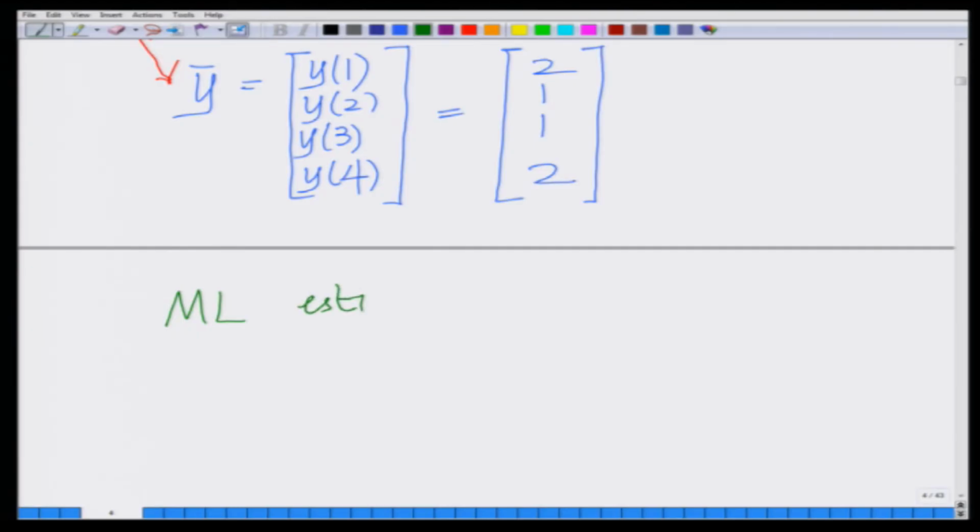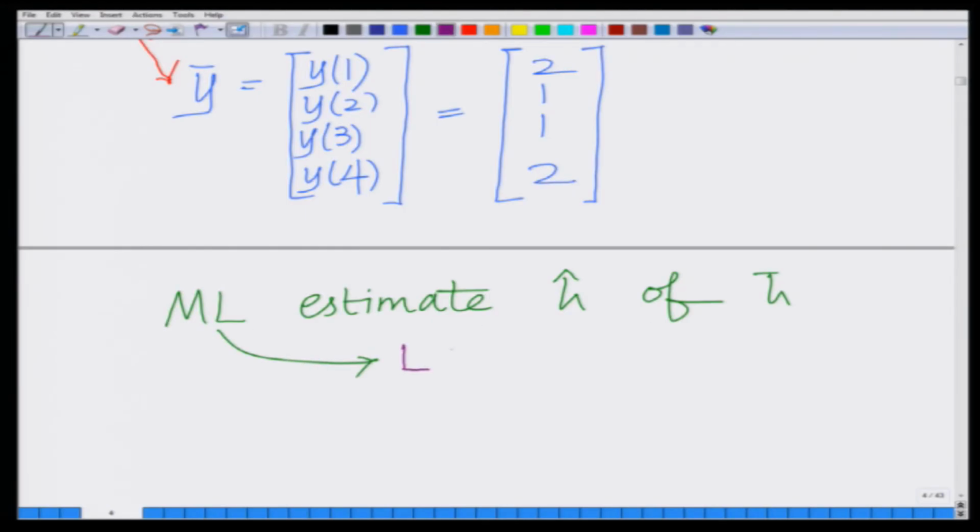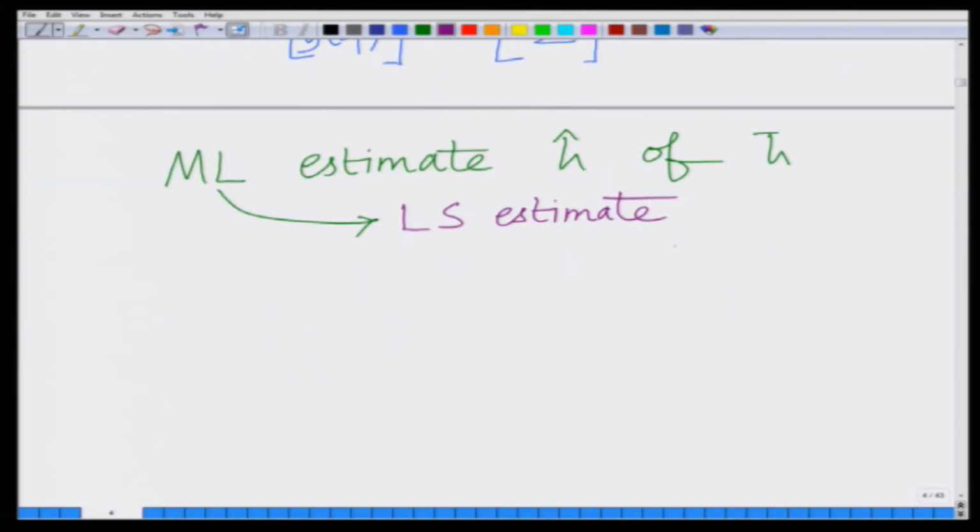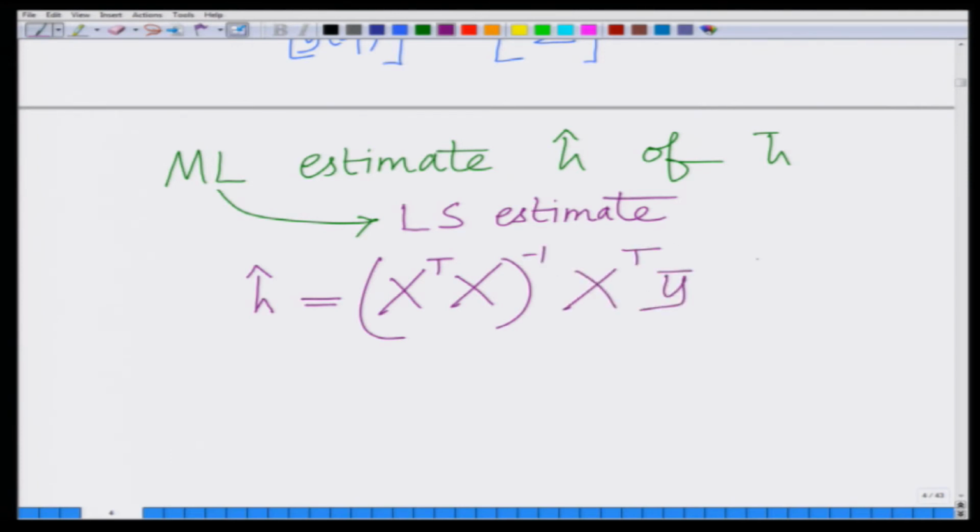Recall that the ML estimate h hat of the channel vector h bar, also basically your LS or least squares estimate. Remember, the ML estimate, the maximum likelihood estimate, is also the least squares estimate, and is given as h hat equals x transpose x inverse x transpose y bar. So, first let us compute x transpose x.